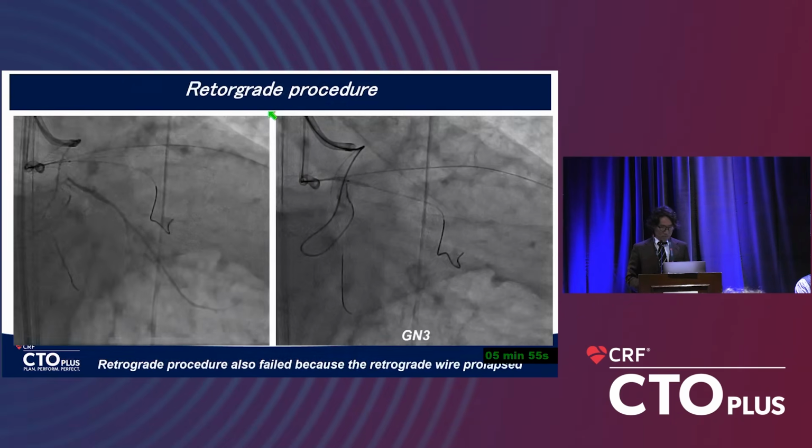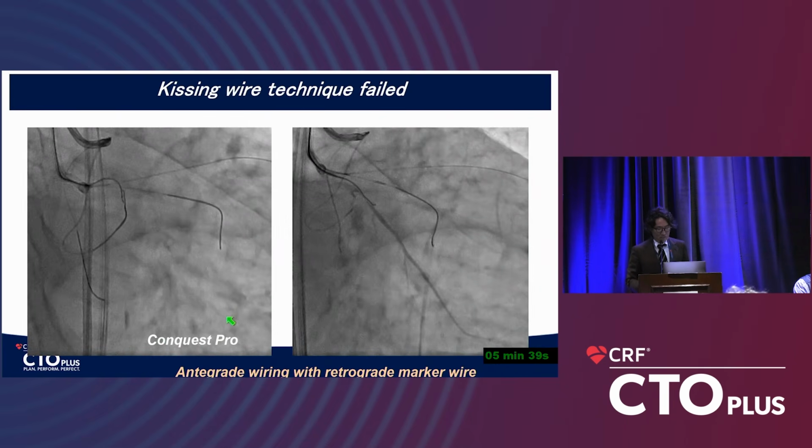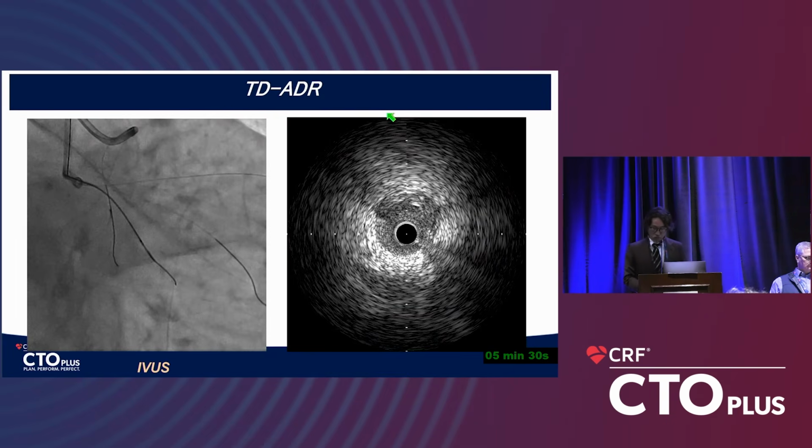And I negotiated this retrograde. However, puncture was a little bit difficult because there is not so big a margin from the retrograde, and then the retrograde wire prolapsed to the circumflex. That's why I failed. And I tried to use a kissing wire. However, the kissing wire also failed. I decided to perform a tip detection ADR.